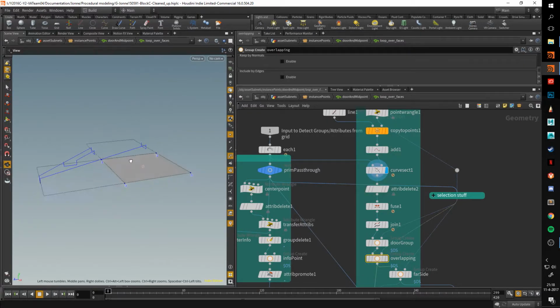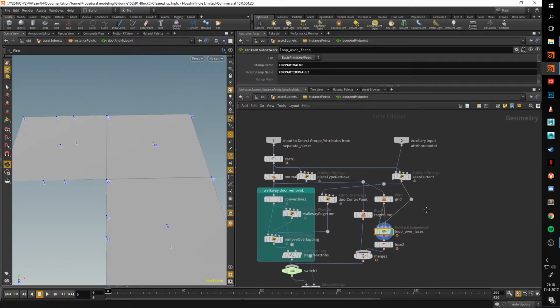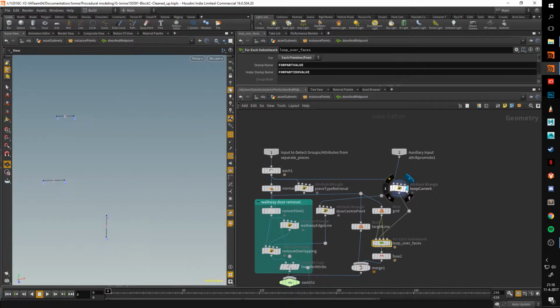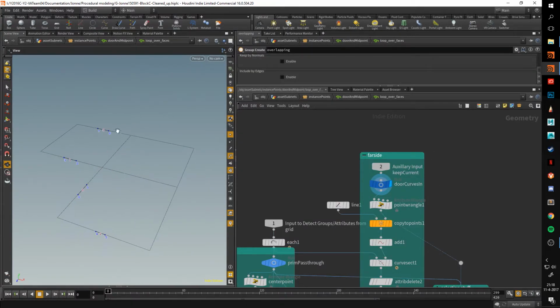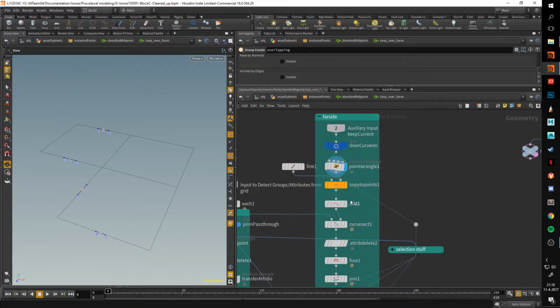So here I basically take the door points from the output. Remember earlier in the system we made these door points. I import those in here only if they're connected to this primitive or floor piece, and I copy some lines on them.